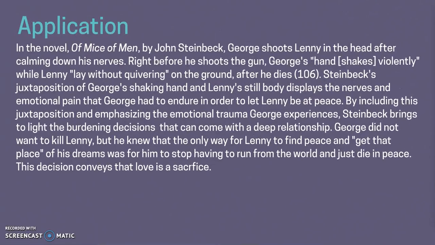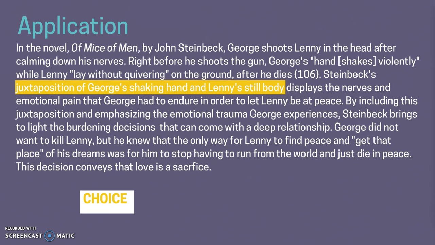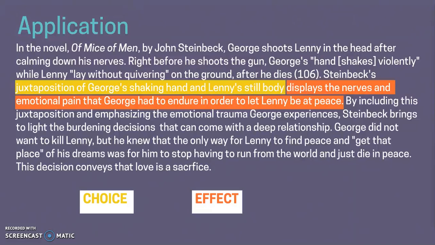So now applying this to the analysis that we just read, the choice in this analysis is Steinbeck's juxtaposition of George's shaking hand and Lenny's still body. So Steinbeck purposely included that juxtaposition. And the effect that has on the audience, or just in general, is that it displays the nerves and emotional pain that George had to endure in order to let Lenny be at peace.